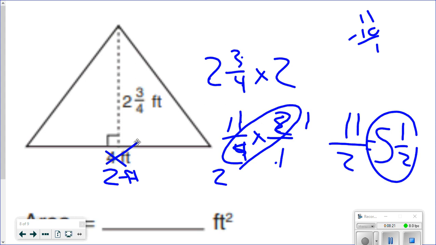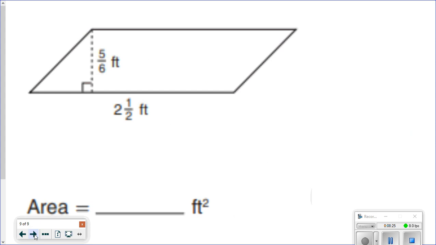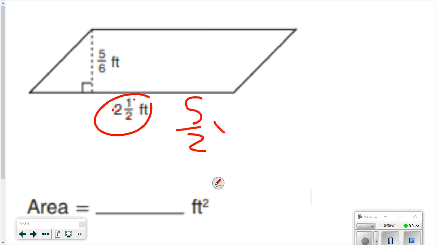I think there's one more problem left, and I've got time, so I'm going to do it. Let's watch closely here. Finding the area of a parallelogram. You're just simply multiplying base times height. We have 2.5 times 5/6. Well, I'm going to change this 2.5 into an improper fraction. 2 times 2 is 4, plus 1 is 5 over 2, times 5 over 6.